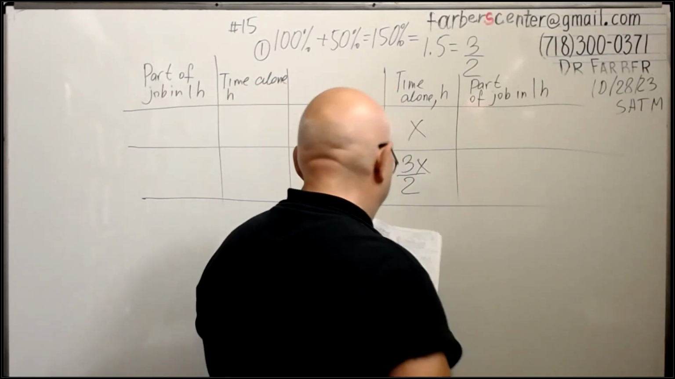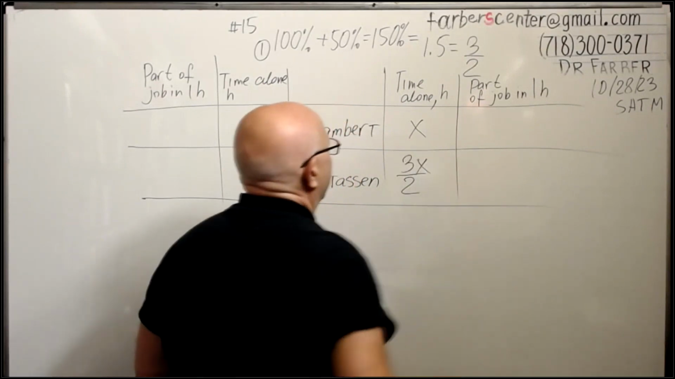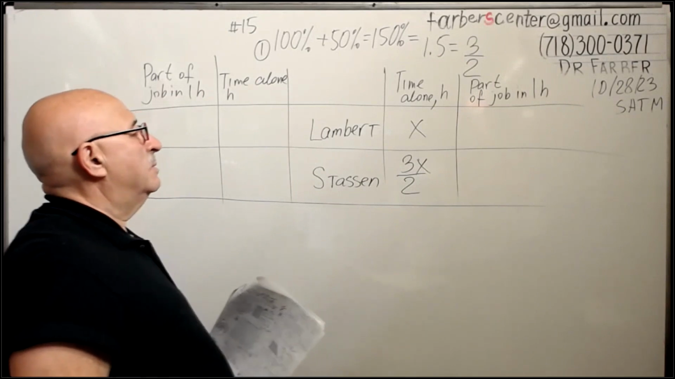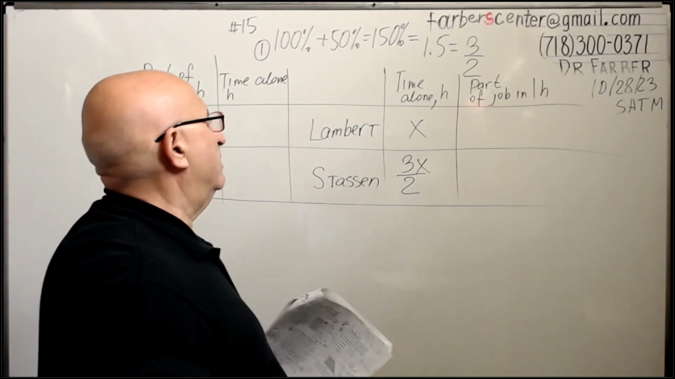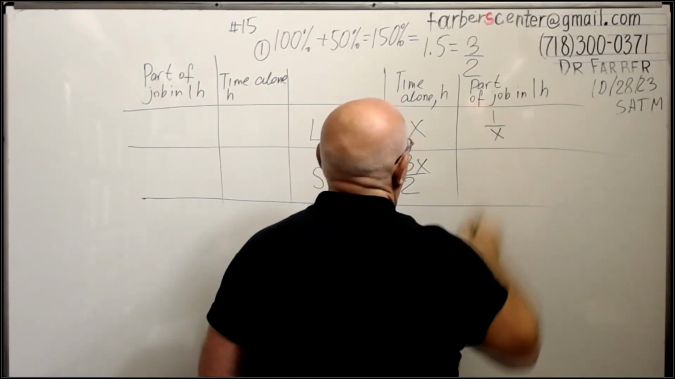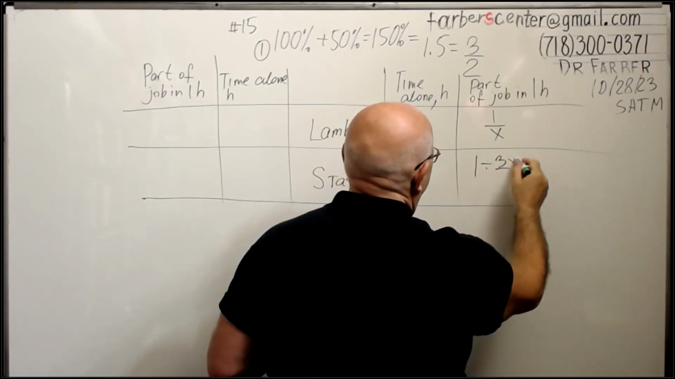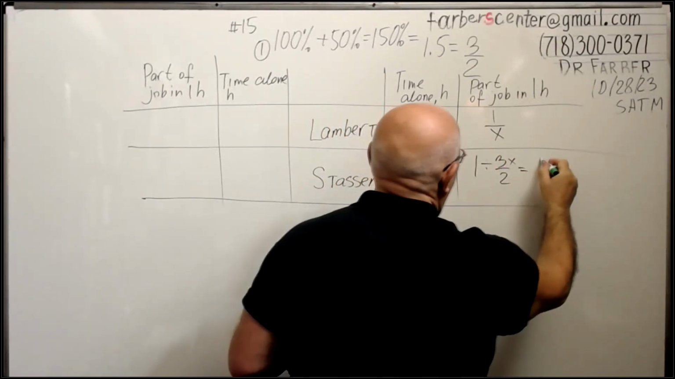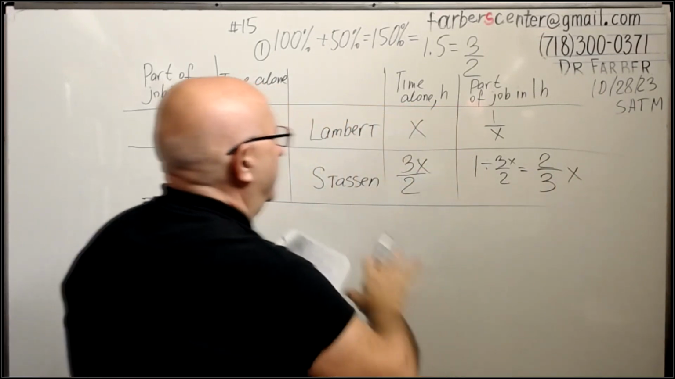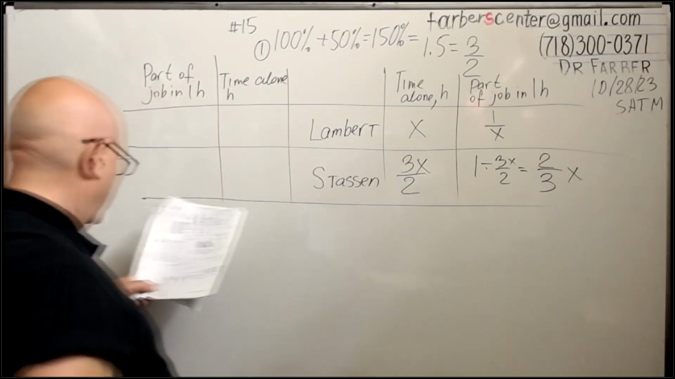Part of job: make the reciprocal. If you can eat a pizza in 7 hours, then in 1 hour you eat 1/7 of the pizza. This would be 1/x. And this would be 1 divided by 3x over 2, or 2 over 3x. Pretend you do all of this this way. You don't practice two sides simultaneously, okay?